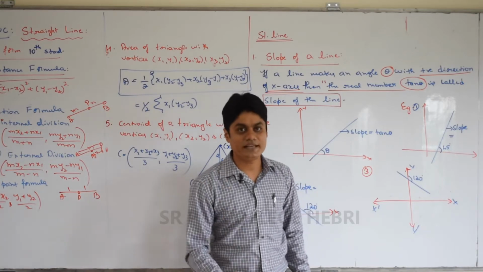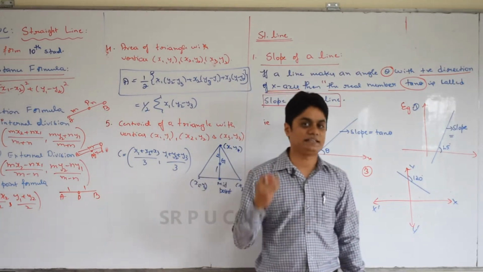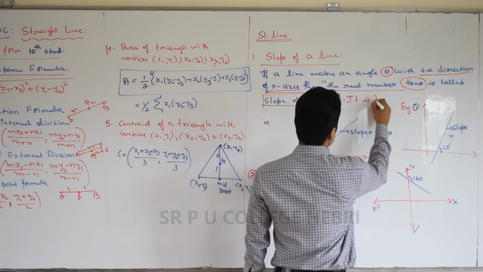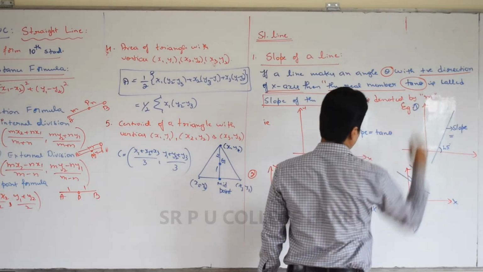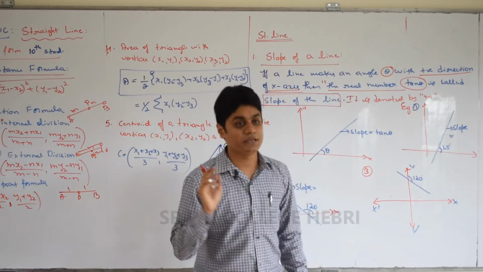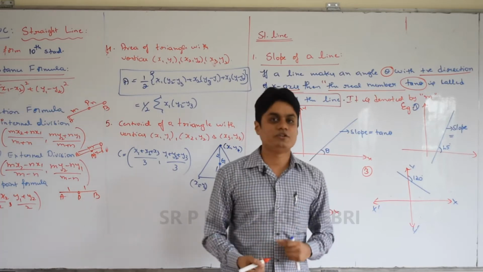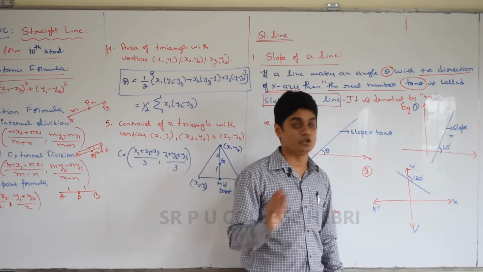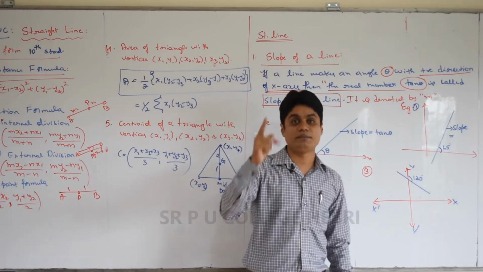So what is the slope of a line? If a line makes an angle theta with the positive direction of x-axis, then the real number tan theta is called the slope of the line. It is denoted by m. Usually you need not use m, but in the NCERT syllabus the small letter m represents slope. So whenever I write m anywhere in this chapter, it is the slope of the line. What is slope of the line? Tan theta. What is theta? The angle made by the line with the positive direction of x-axis.